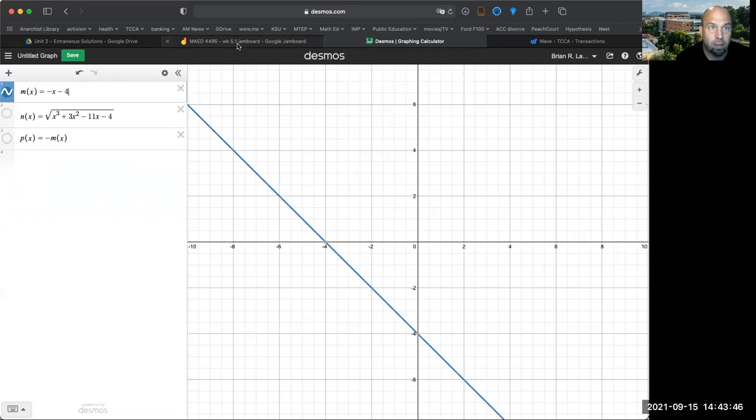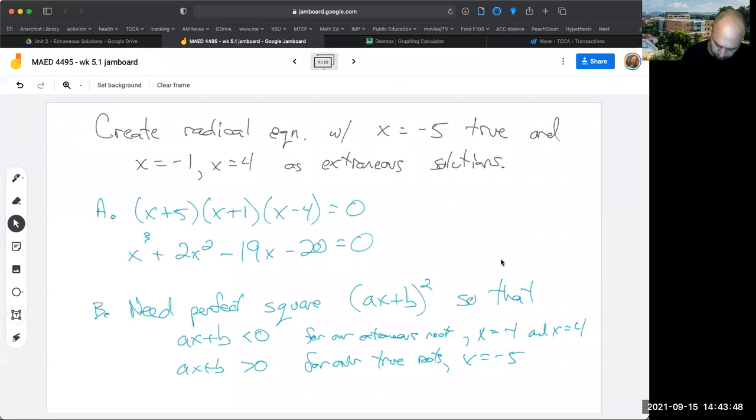So going back to my Jamboard, I'm going to say pick -x -4. Note, (-x -4) squared is x squared plus 8x plus 16. All right, let's go on and continue.